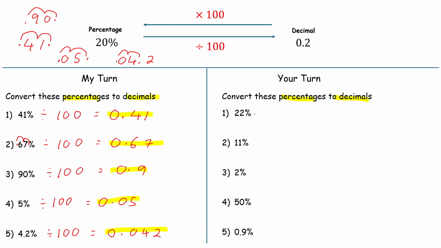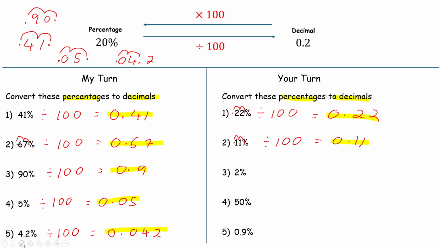We've got 22%. We're going to divide it through by 100. So you're going to be going back with your point, back by 1, 2 to 0.22 for the first one. There we go. The second one, again, we're going to be dividing through by 100. Your point is going to be going back by 1, 2 to 0.11.